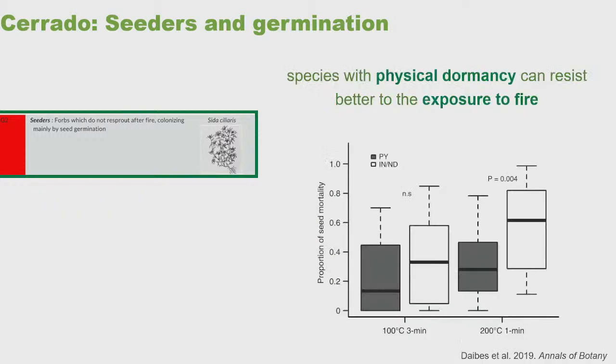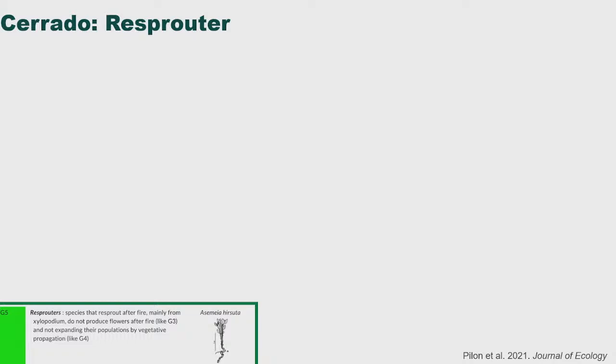One good thing about the physical dormancy of seeds is that these are the ones that resist the most, again, the high temperatures of fire. So we are still trying to understand the mechanism behind seed germination after fire. We think we are getting there, but we still don't have a very good model to explain that.